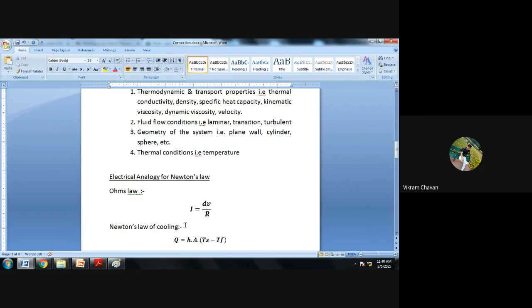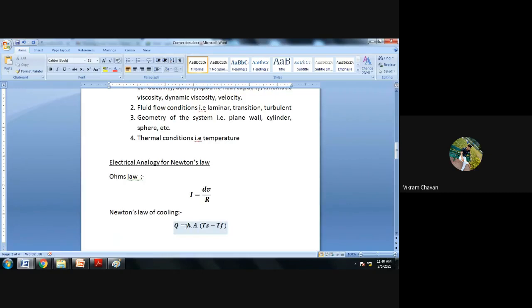Next, Newton's law of cooling. You can give this as equation number 1. And Newton's law of cooling: Q is equal to h multiplied by A multiplied by (Ts minus Tf), where Ts is the surface temperature and Tf is the fluid temperature.